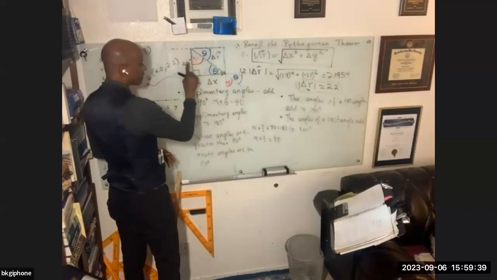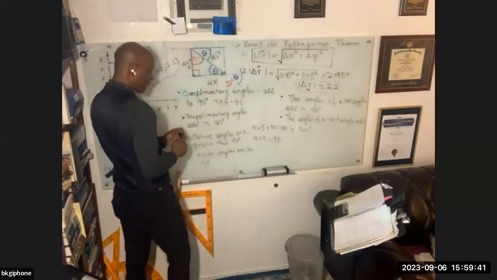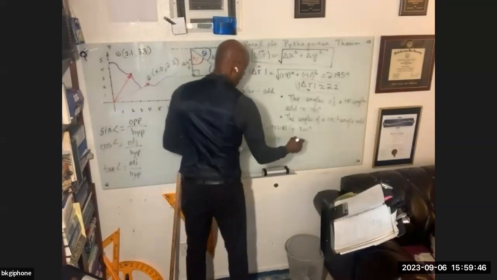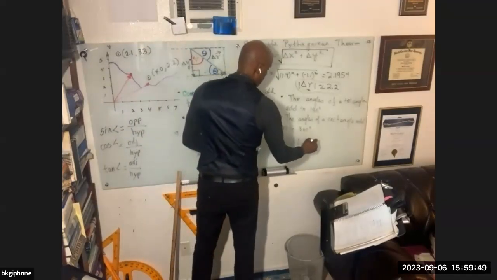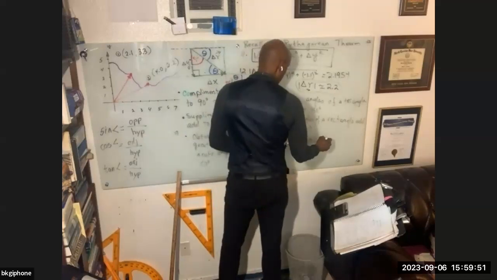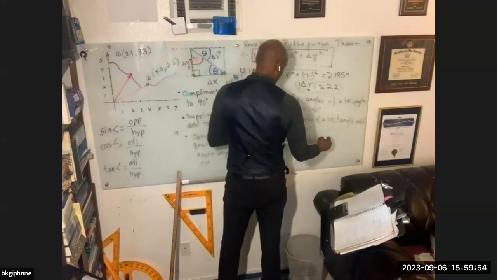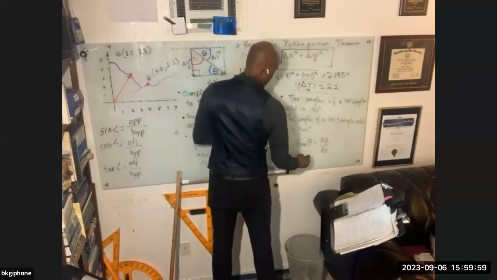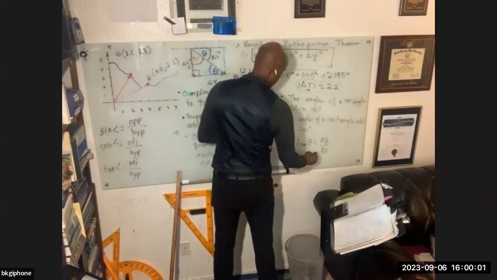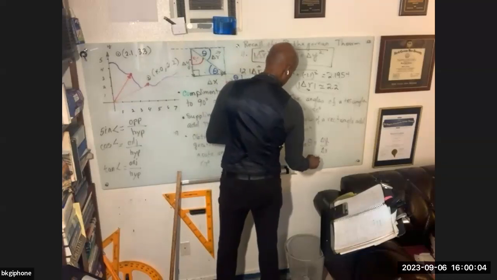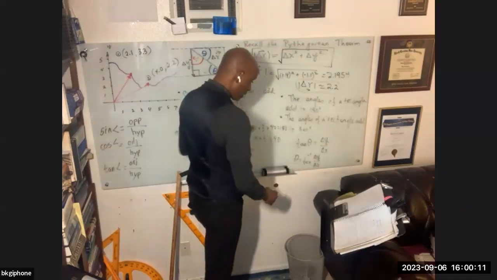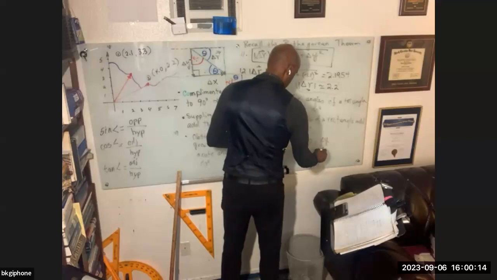Tangent of theta is opposite over adjacent. So in this case, if tangent of theta is equal to opposite over adjacent, that's going to be delta Y over delta X. Therefore theta is going to be equal to the inverse tangent of delta Y over delta X. The inverse tangent is represented as tangent to the negative 1, and the argument is going to be delta Y over delta X.